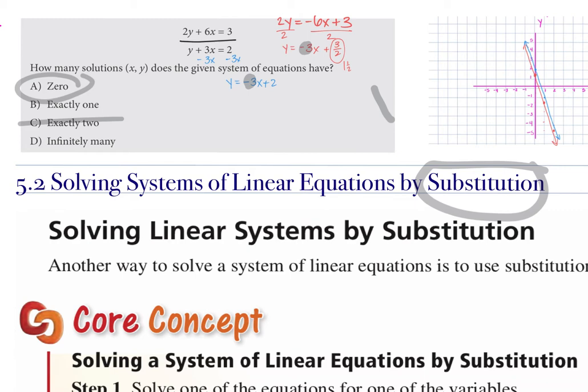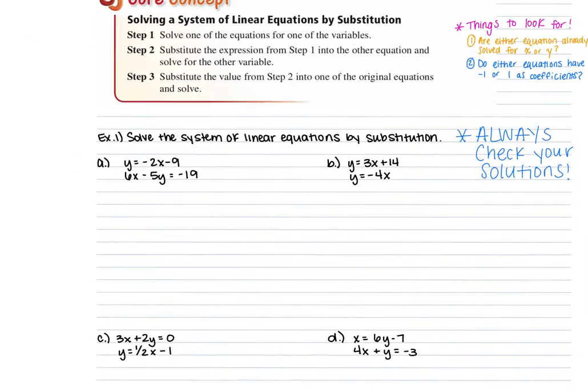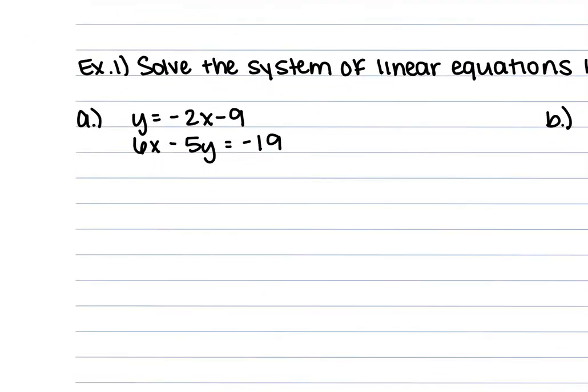It's something that you pick up the more examples that you do. So, for this first example, I want you guys to jump down to example 1, letter A, okay? In this example, it says y equals negative 2x minus 9 and 6x minus 5y equals negative 9. I'm sorry, negative 19, okay? In this example, I want you guys to look at both of the equations and ask yourself, are either of the equations solved for one of the variables? Is one of the variables automatically by itself on one side of the equation? Sabrina? Absolutely. It's y in the very first equation.